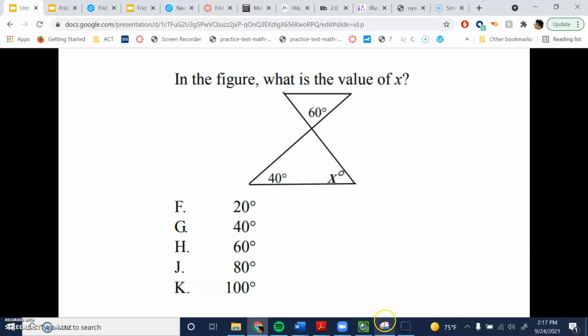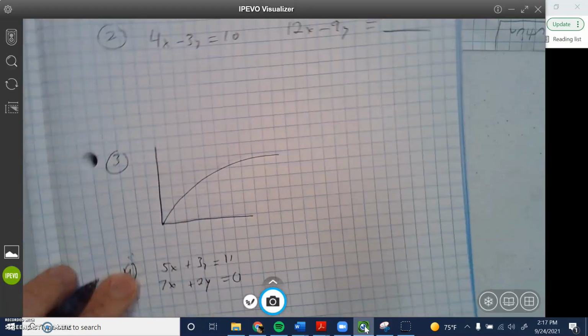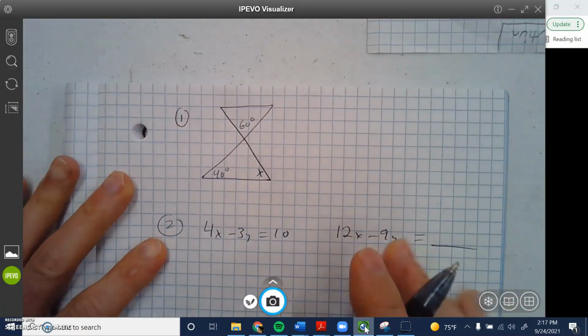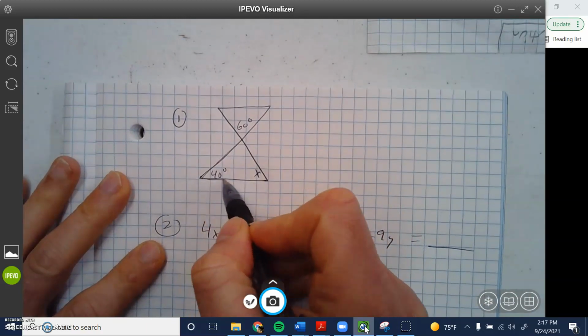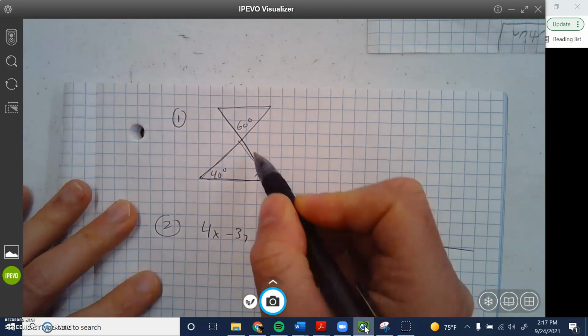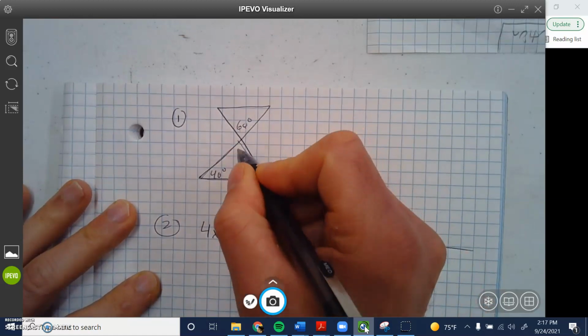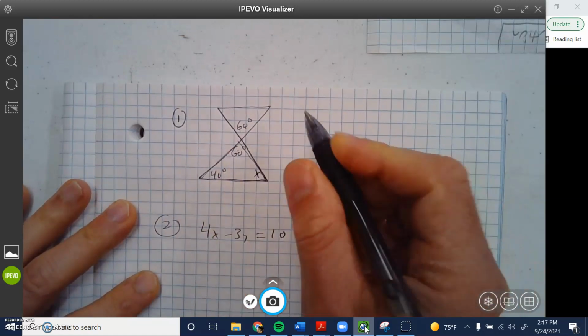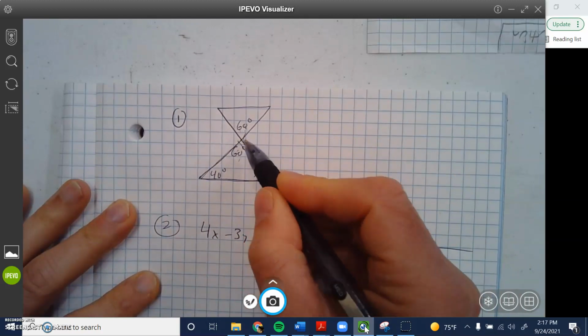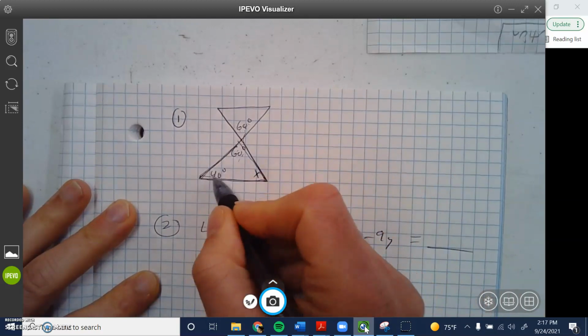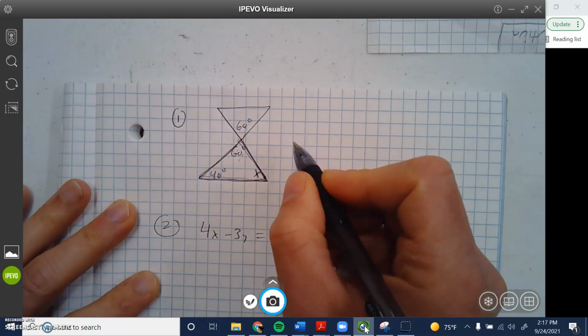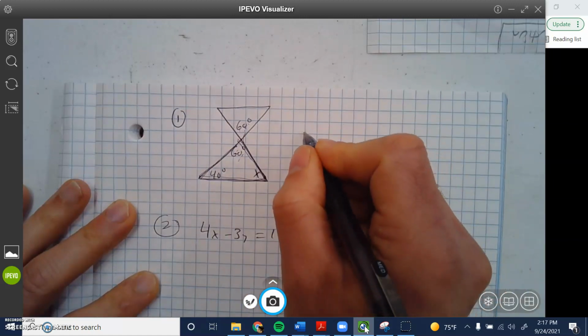All right, let's see. Here's my picture. So I know that this is a triangle, and so I'm trying to get this. Usually the stuff that's further away leads me to the right answer. And so I know that this is 60 degrees. Why? Oh, vertical angles, right? Vertical angles. And all angles inside a triangle equal 180.